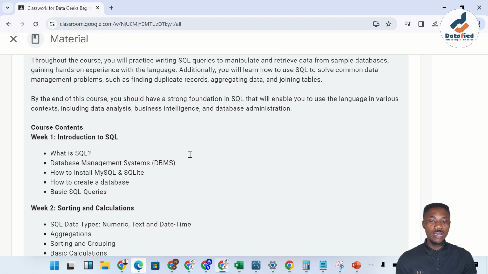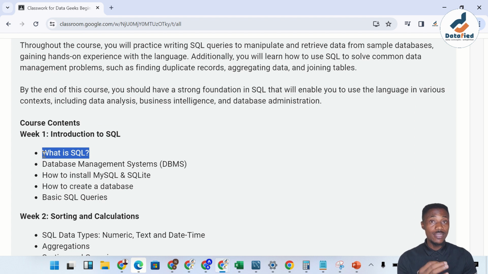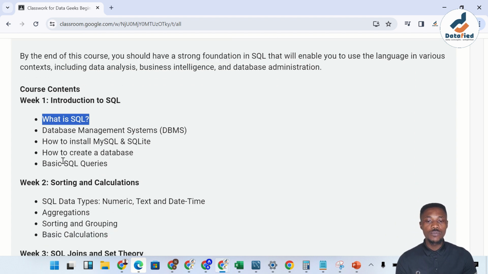So this is the breakdown of the contents on a weekly basis. All right. So in the very first week, which is this week, we shall begin with an introduction to SQL, and here we'll be talking about what exactly SQL is. You learn what SQL stands for, the acronym SQL, and also what it means and what it is actually used for.